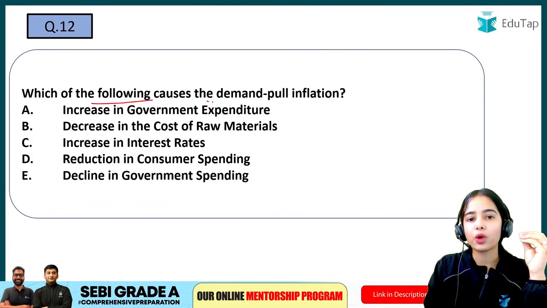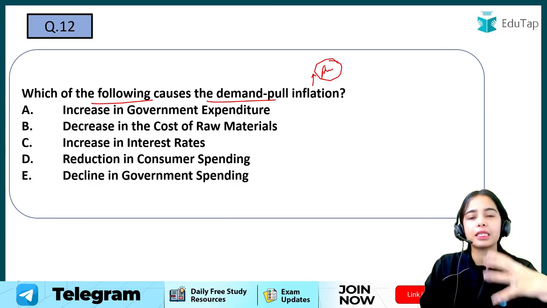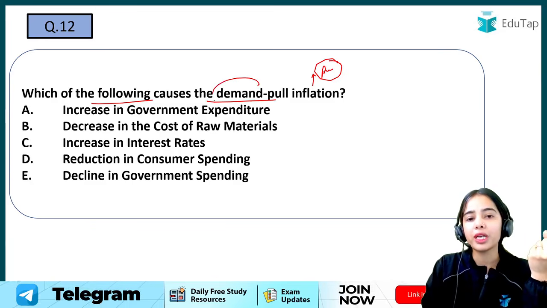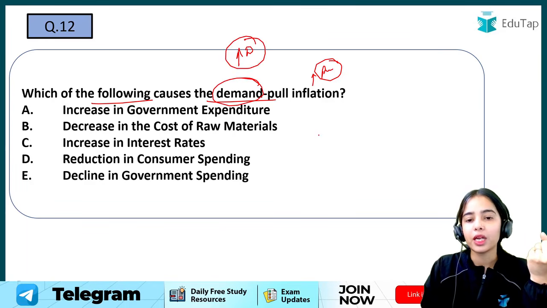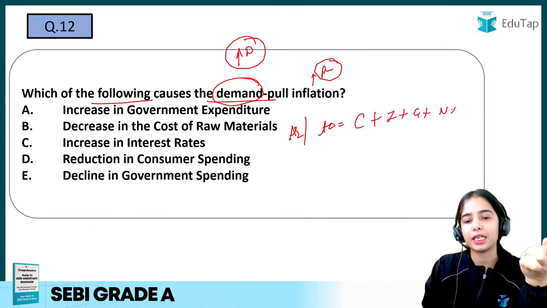Now, which of the following causes demand pull inflation? Inflation means the prices are rising rapidly, in a sustained manner, because of the increase in demand. Now, the aggregate demand or the aggregate expenditure is the combination of consumption, investment, government expenditure, and net exports.